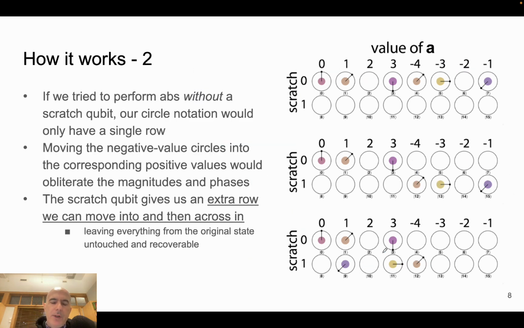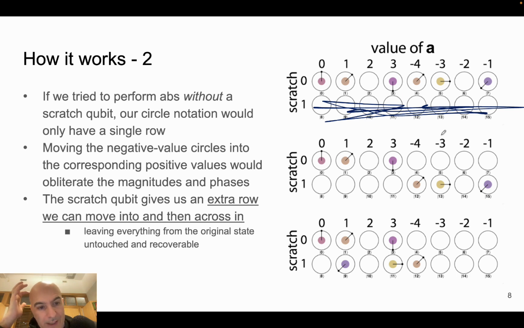We saw that if we try to perform an absolute value function without a scratch qubit, our circle notation would only have one single row, so this wouldn't be available. Moving the negative value circles into the corresponding positive values would obliterate the magnitude and the phases. So the scratch qubit gives us this extra row that we can move into and then across, leaving everything from the original state untouched and, most importantly, recoverable, so we can go back. This is the last slide of this lecture, and talk to you soon.